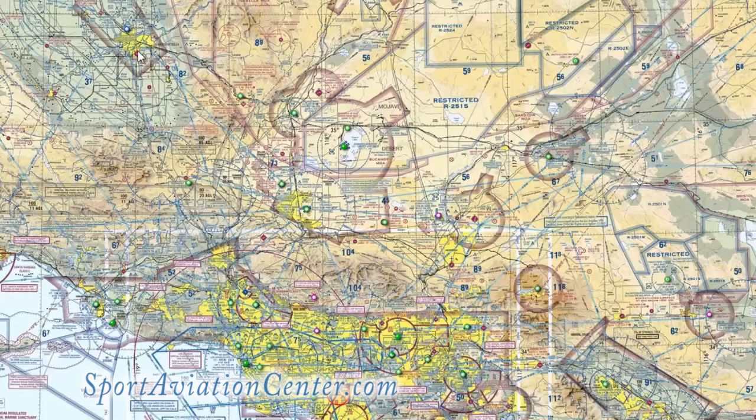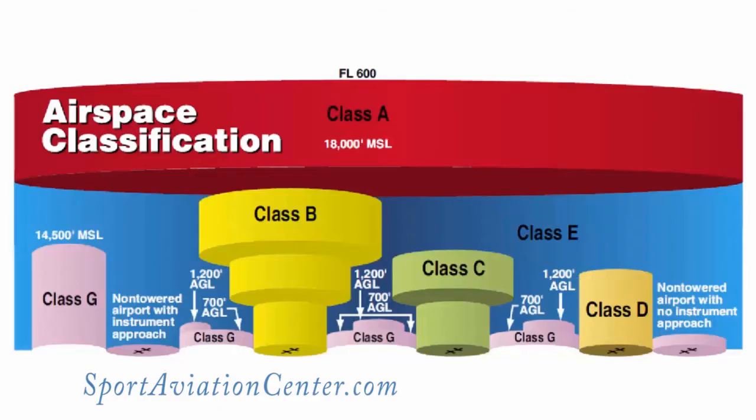So what I did, I landed here at Bakersfield, got some fuel, came down this way, no real airspace problems. But boy, once you get down into the Los Angeles area, what a mess.